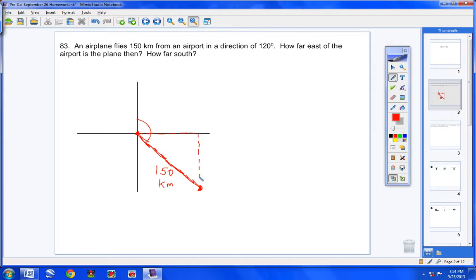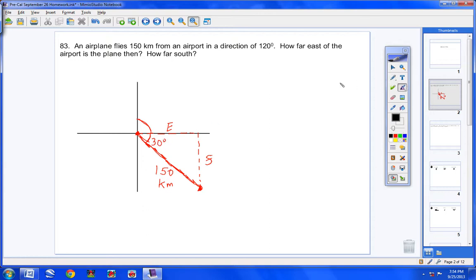So we basically, well, it's actually not basically, we have a right triangle. So what we're looking for is how far east is the plane from the airport and how far south is the plane from the airport. So we'll put an S here. Now, if I rotated 120 degrees like the original problem said, then that means from here to here was 90, and this little bit right here inside the triangle has to be 30 degrees.